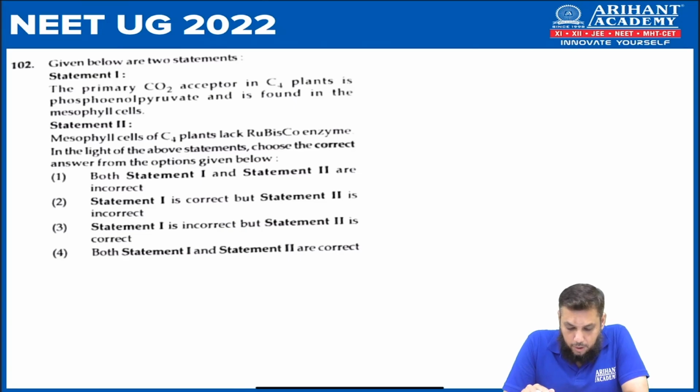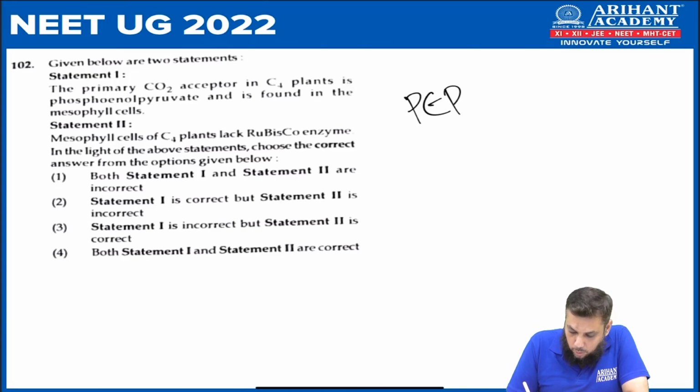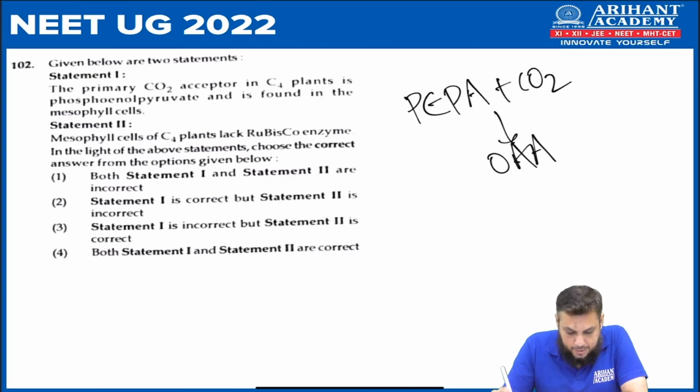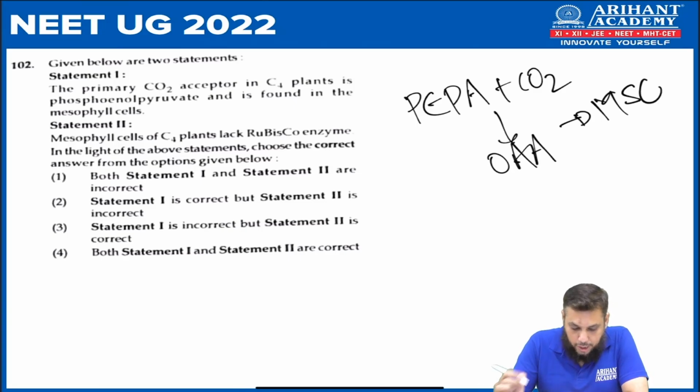So the primary carbon dioxide acceptor in C4 plants, the ones which show the Hatch and Slack pathway, is phosphoenol pyruvate. Yes, it is phosphoenol pyruvic acid, which combines with CO2 and results in the formation of oxaloacetic acid. And this set of reactions first occurs in the mesophyll cells. So statement 1 is correct. Mesophyll cells of C4 plants lack Rubisco.